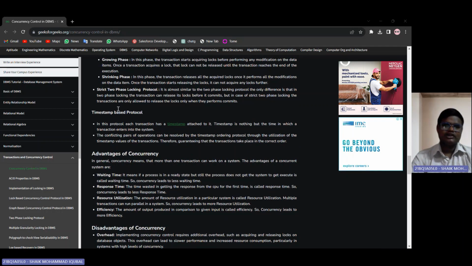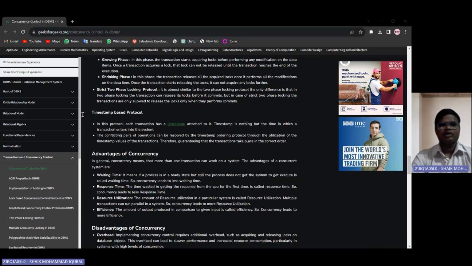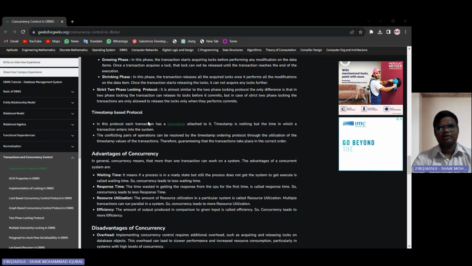Timestamp-based protocol. In this protocol, each transaction has a timestamp attached to it. Timestamp is nothing but the time at which a transaction enters into the system. The conflicting pair of operations can be resolved by the timestamp ordering protocol through the utilization of the timestamp values of the transactions, therefore guaranteeing the transactions take place in the correct order.